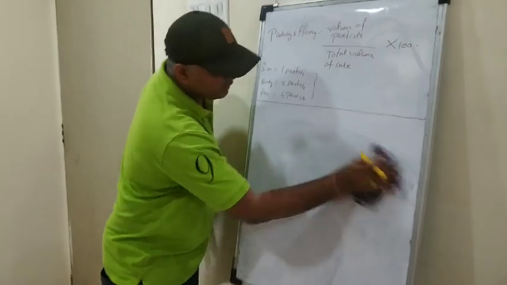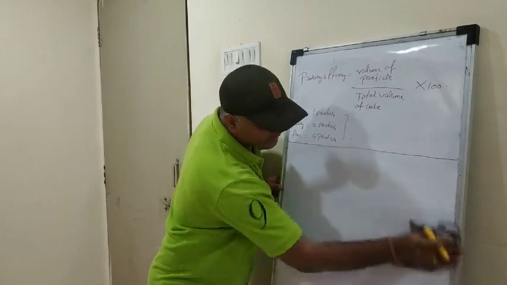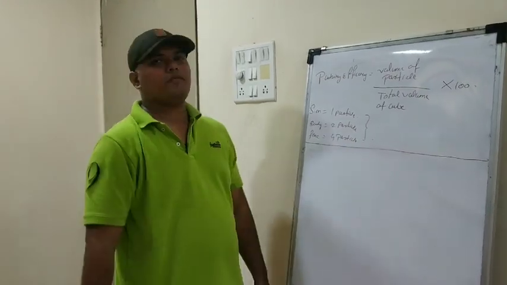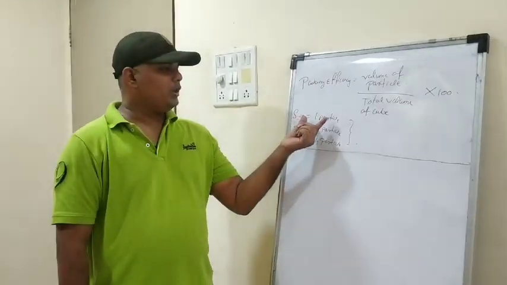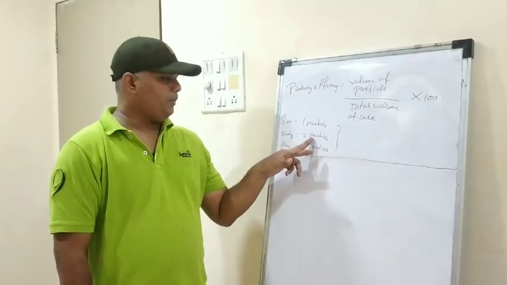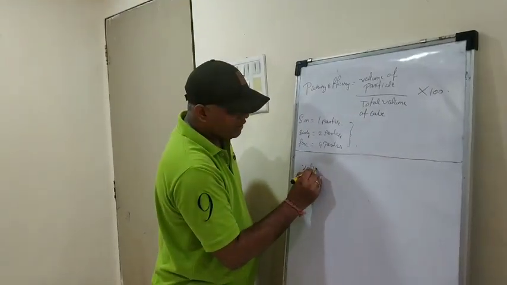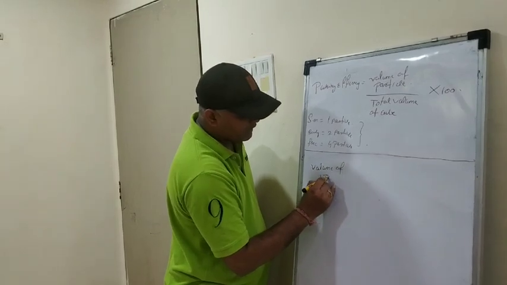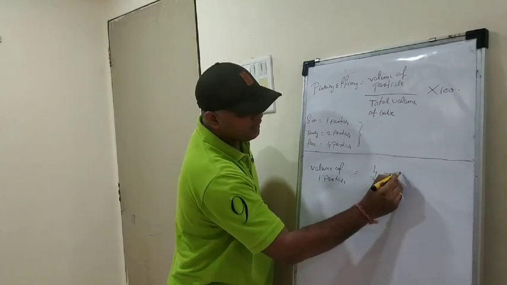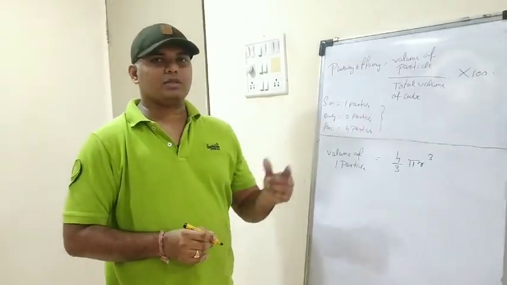Then we'll do the packing efficiency calculation now. In order to understand the packing efficiency, we need to understand what the volume of a particle is, right? Now here, the number of particles will be 1 for simple, 2 for body centered, and 4 for face centered. But generally the volume of 1 particle is equal to 4 by 3 pi r cube. Always remember, this is fixed. The volume of 1 particle is equal to 4 by 3 pi r cube.